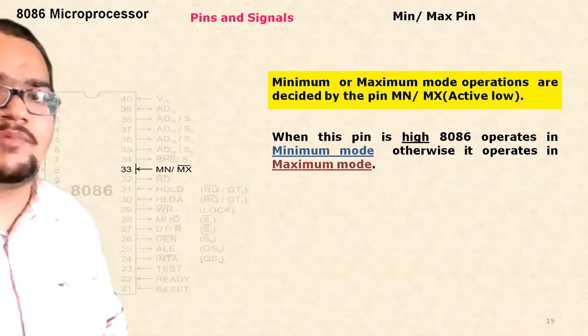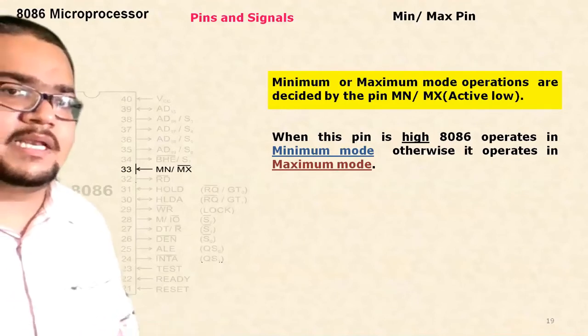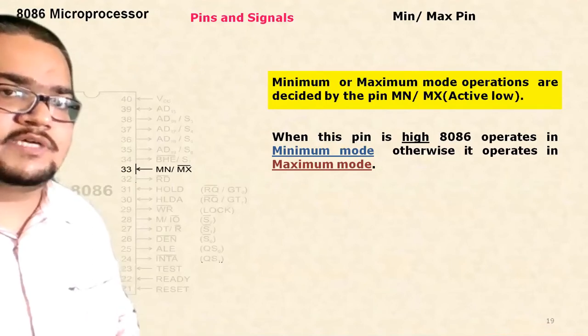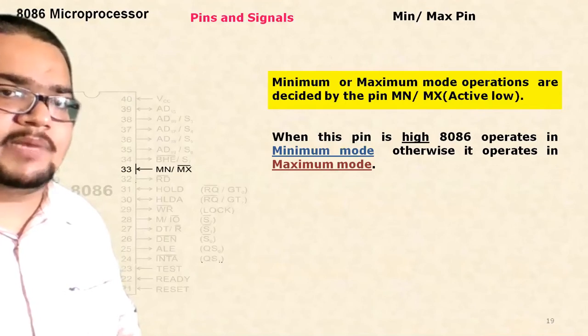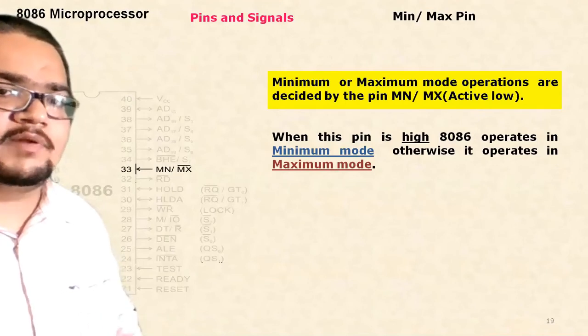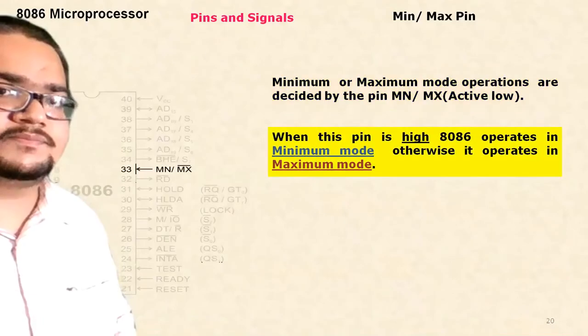You can switch between minimum mode and maximum mode by giving a particular signal at pin number 33. If you give logic 1 at this signal input, then your mode of operation will be minimum. If you give logic 0, it will be in maximum mode of operation.